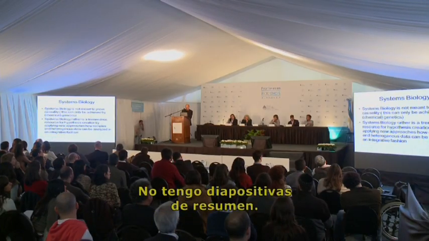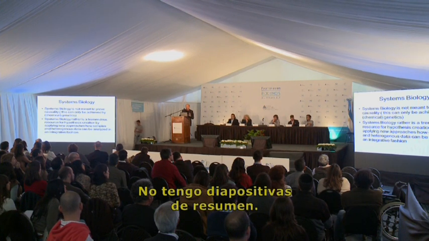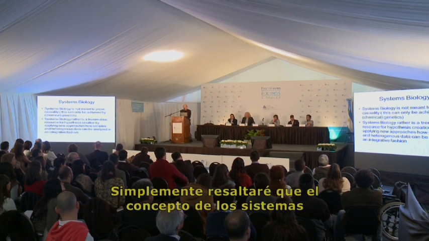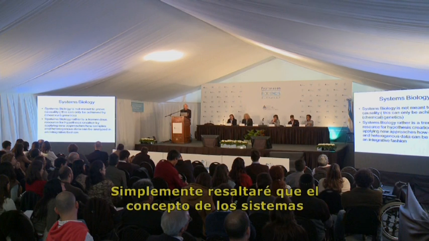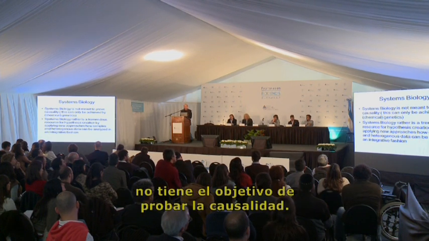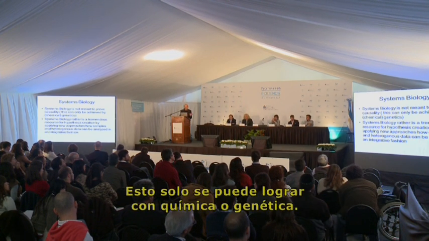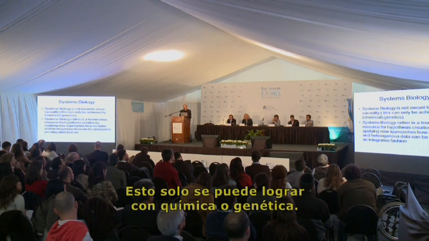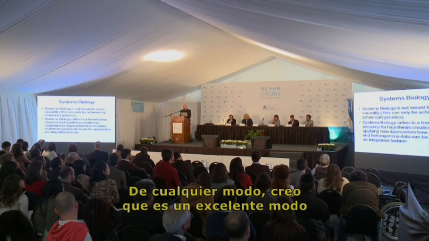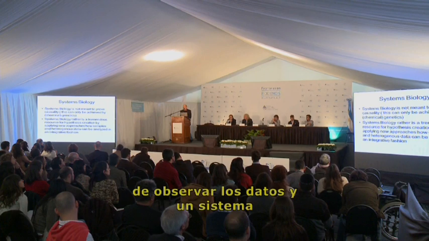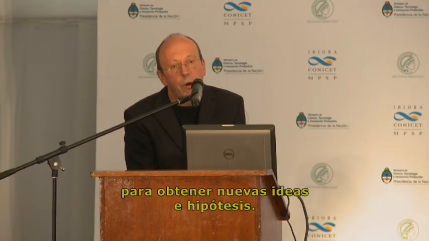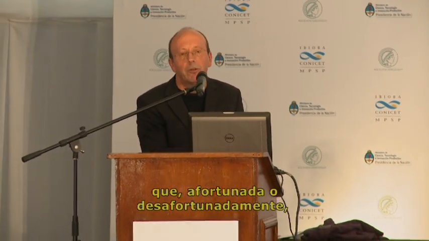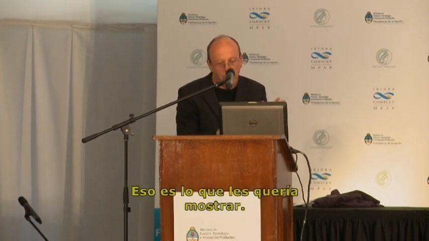Okay, so I have no summary slide, but just what I try to outline is that the systems concept, as said again, is not meant at all to prove causality. This can only be achieved by chemical genetics or genetics. However, I think it's a great way of looking at data and looking at the system and deriving new ideas and new hypotheses, which of course, unfortunately or fortunately, you have to test in the lab. So that's what I wanted to show to you.